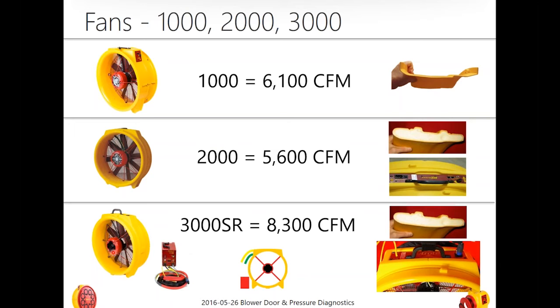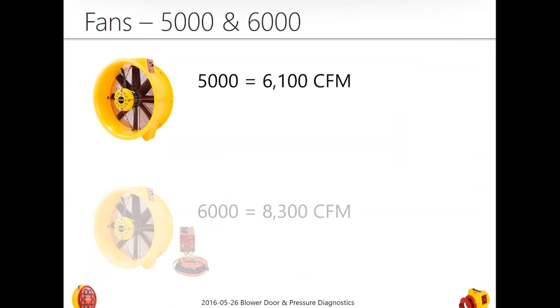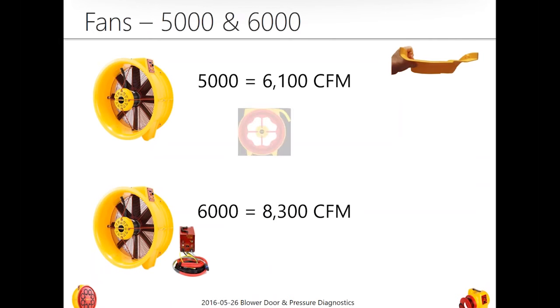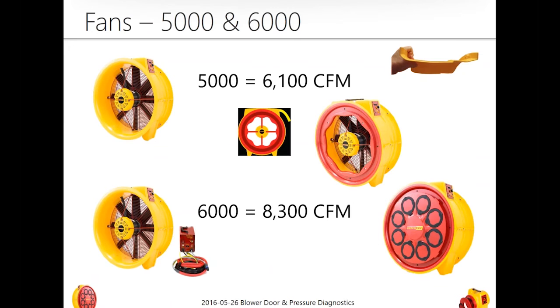No longer necessary. And that maxed out at about 5,600 CFM. And in the past, there was also the 3000 fan, very similar to the 2000 fan, but a high power fan, with an additional exterior motor that allowed it to go up to about 8,300 CFM. So now we move into the contemporaries, the up-to-date newest fans for Retrotec.